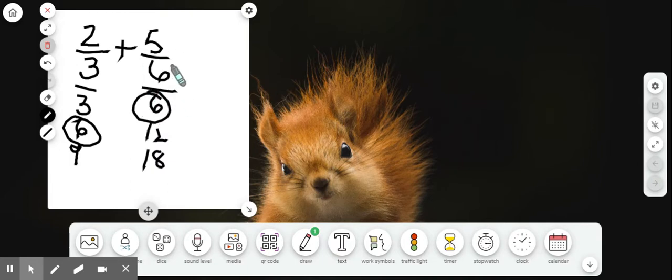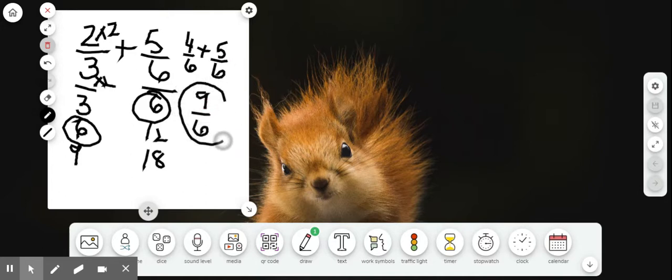Well, here it's already done, so this is going to stay the same. But for here, we have to multiply by 2. So whatever we multiply the denominator by, we multiply the numerator by. So 2 times 2 is 4. 3 times 2 is 6. So now we're going to have 4/6 plus 5/6. 4/6 plus 5/6 equals 9/6. So that is our answer.